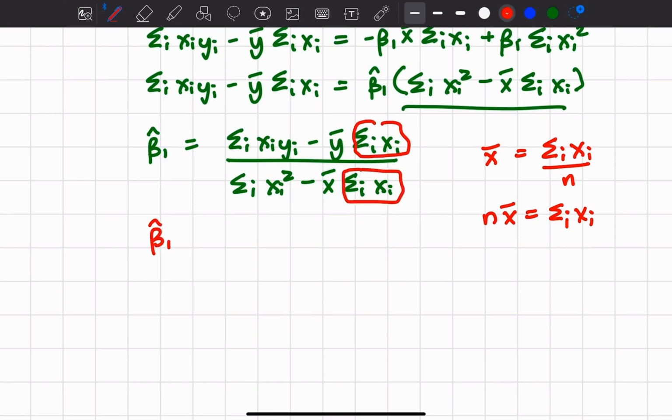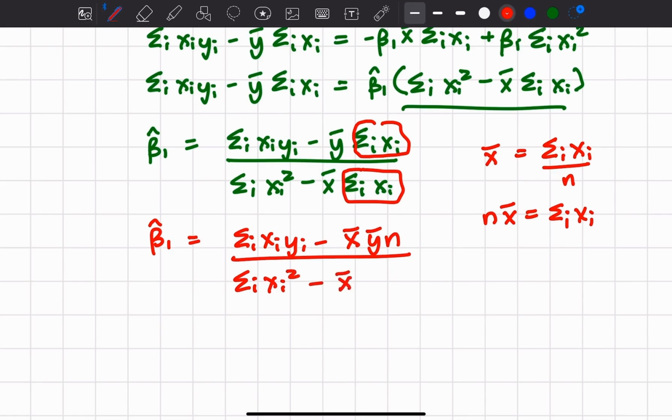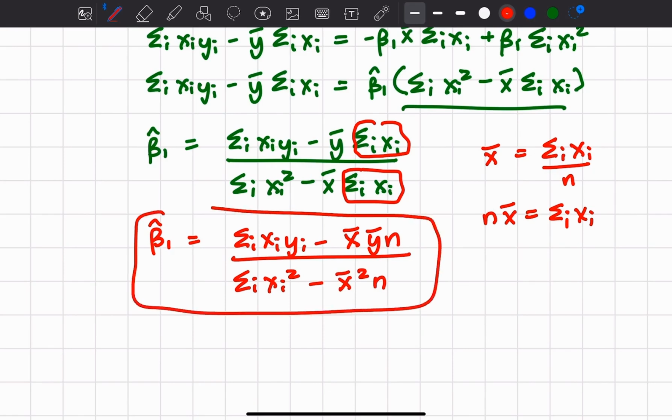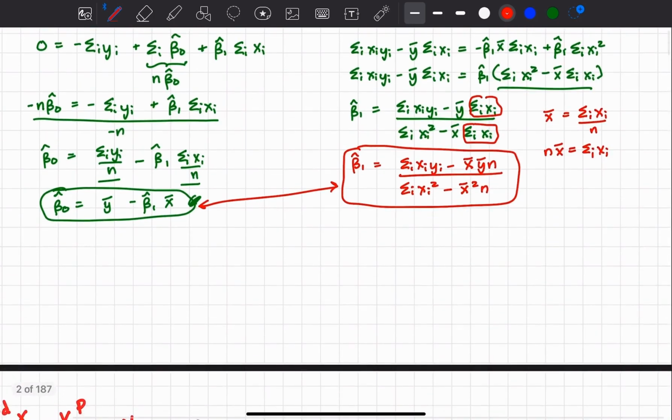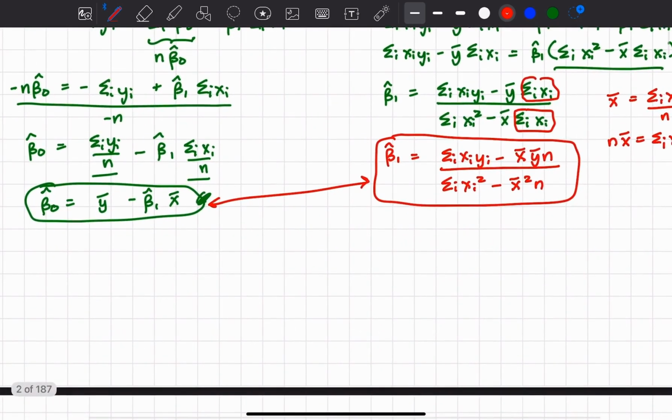Beta hat 1 is sum i xi yi minus, actually I'm going to say x bar y bar n, divided by sum i xi squared minus x bar squared n. This is a pretty good formula to start out with for beta hat 1 and beta hat naught here. We're going to keep on working on these formulas and keep on building some intuition about what they mean, but it's a nice, simple formula to start out with.